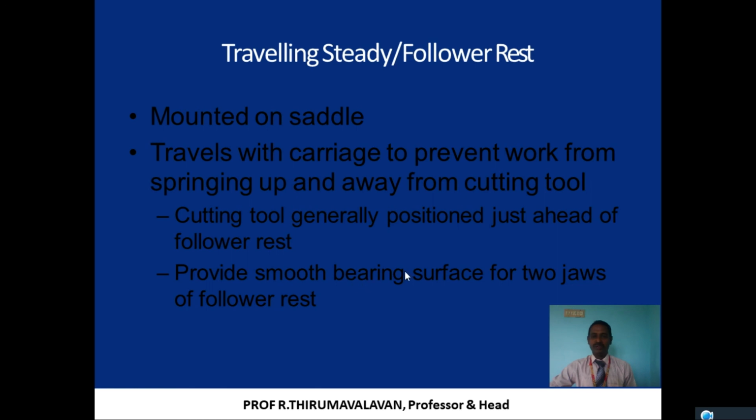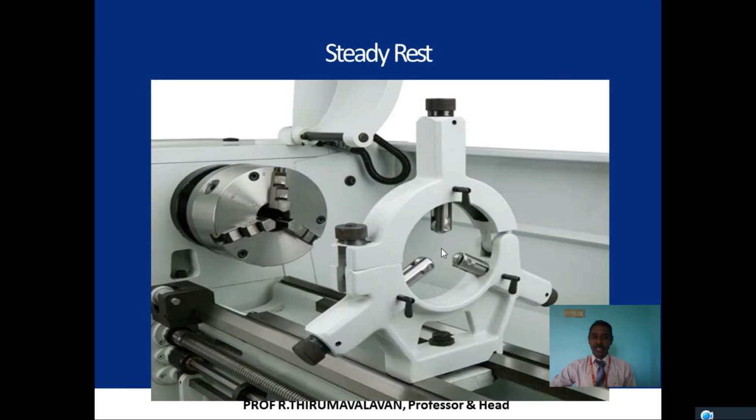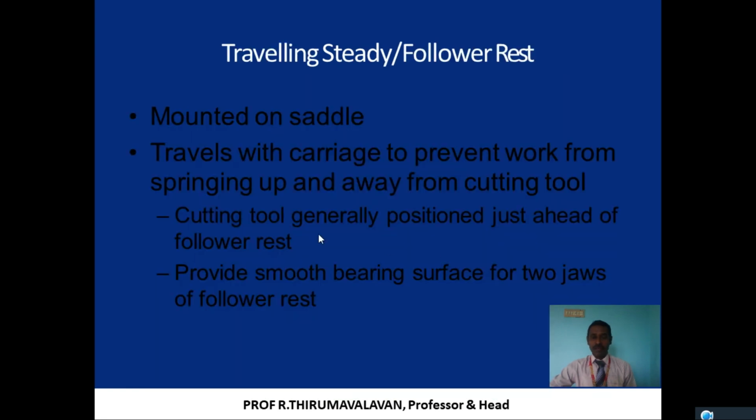Prevent the smooth bearing face of the 2 jaws on the follower rest. Previously there would be 3 jaws. In the case of the follower rest, we will have 2 jaws, with one side open, so it will follow continuously along the workpiece. So the springing effect will be removed.